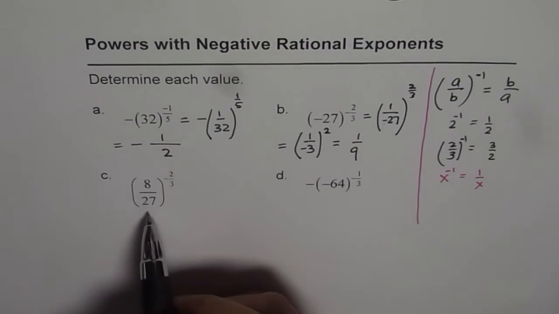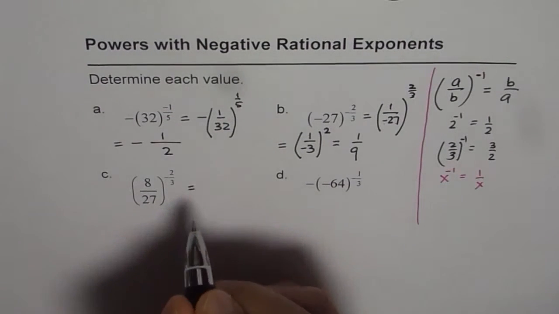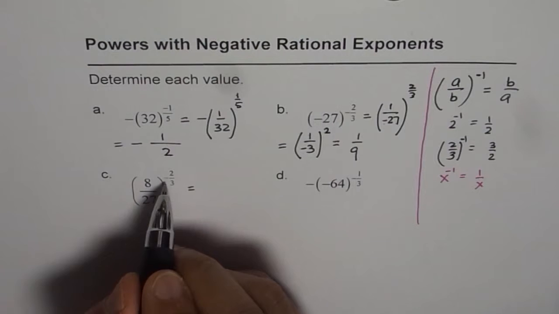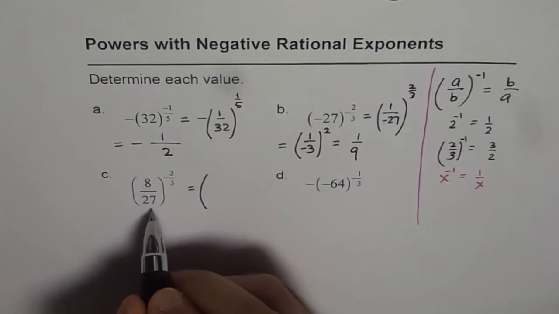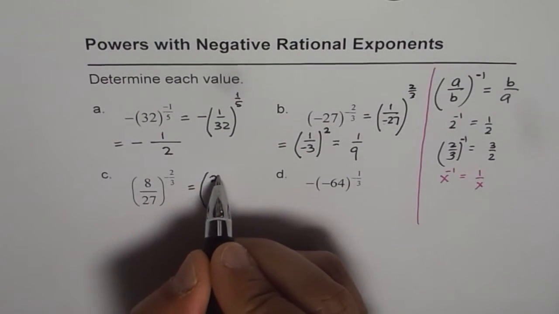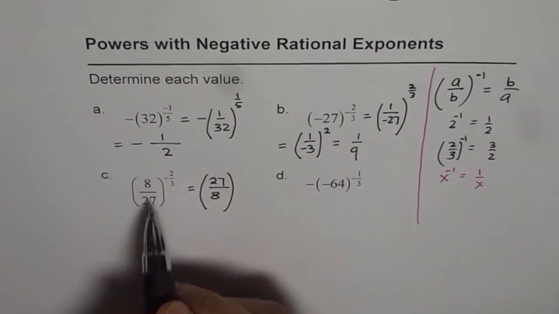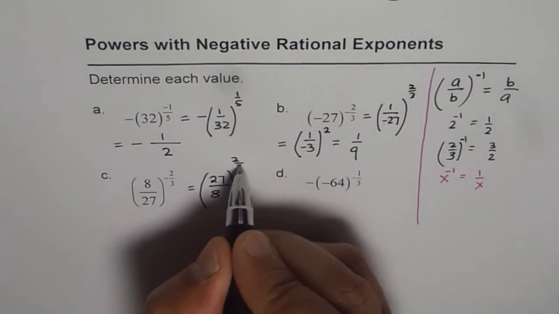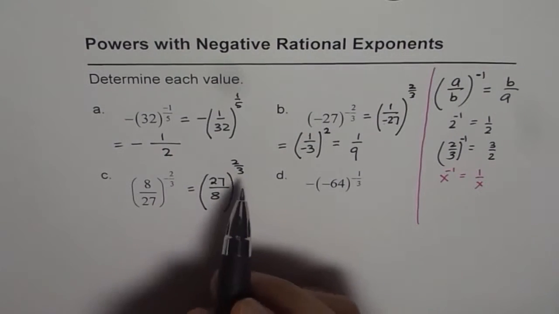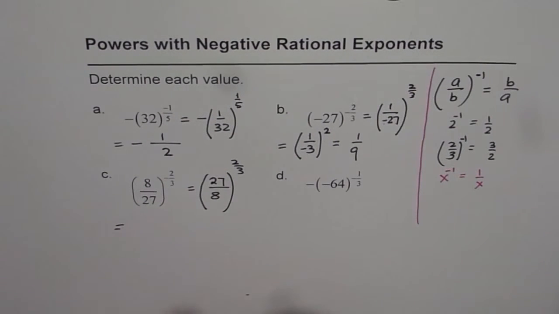Now let's do this question C. 8 over 27 to the power of minus 2 over 3. First step is effect of minus exponent. So it will flip this, right? Denominator becomes numerator, numerator becomes denominator. That is the reciprocal of 8 over 27. And exponent is 2 over 3. So what we will do? First we will do the cube root. This time I'll show you the steps.